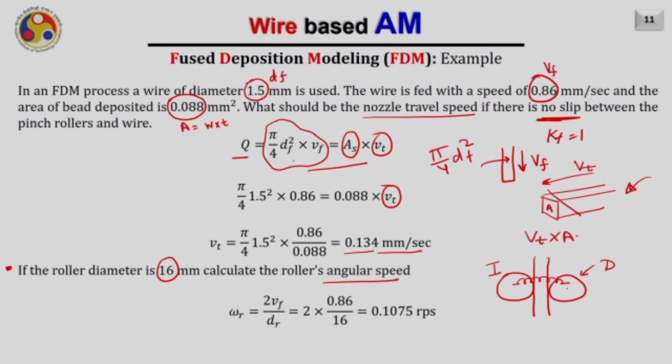So, omega r will be equal to the velocity of the wire Vf divided by the radius of the roller, that is r. If the diameter is given to us, of course, r will be dr by 2, and hence omega r will be equal to 2Vf divided by dr. As a result, your angular velocity will be 0.1075 rotation per second. If you want to convert it into minutes, just multiply it by 60.